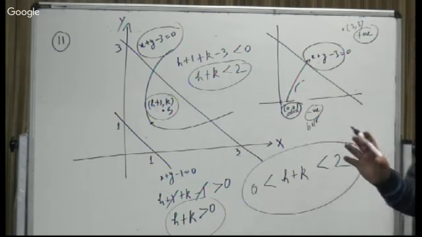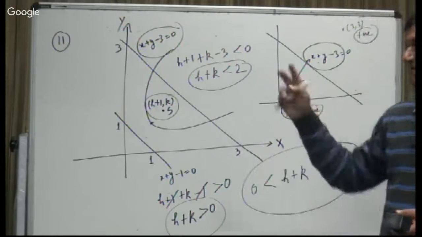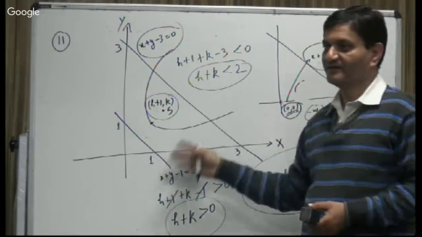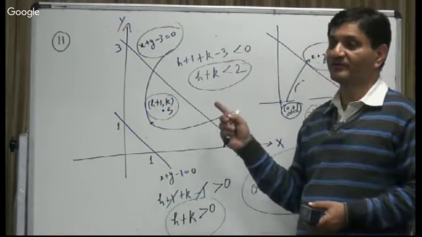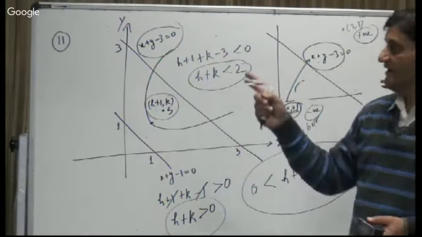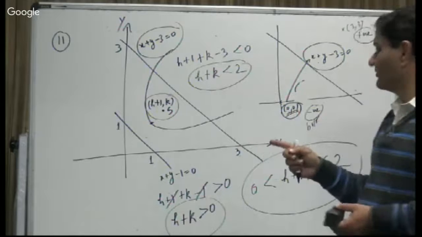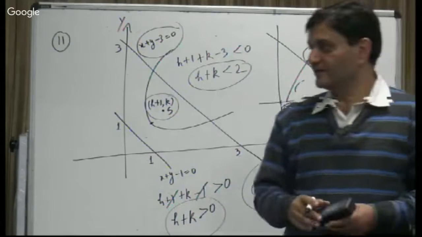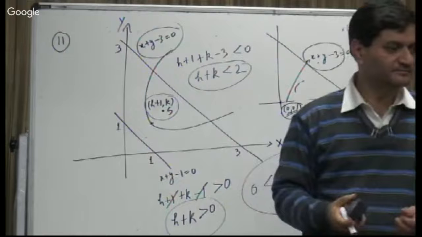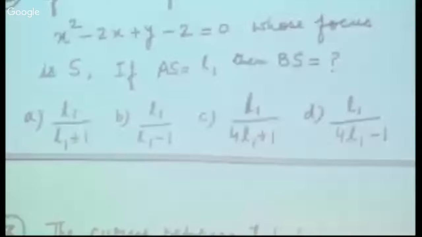See how simple, it was a simple question, but then this concept which has come in, and then the concept of shifting the origin, both of them are important. So finally what's the answer? H plus k lies between 0 and 2. So A.